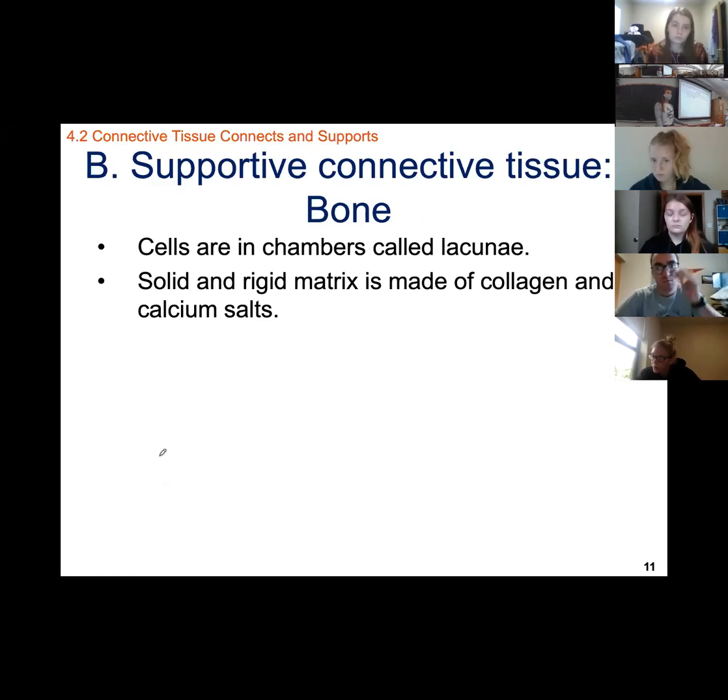And then we have bone. This is probably one of the most common you can think of. These are cells in chambers called lacunae. They are a solid and rigid matrix made of collagen and calcium salts. Okay, maybe when you were a kid, or even maybe now, there was a saying like, drink your milk for strong bones and teeth, right? Yeah, maybe. There's also studies that say you don't just have to drink cow's milk to get calcium. But calcium salts, it calcifies, it's hard.